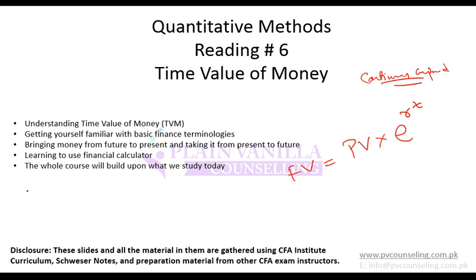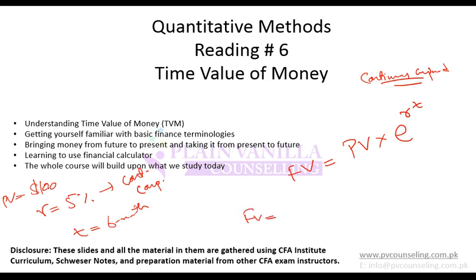For example, if I tell you that there is a stock or any asset with a present value of $100 and the stated annual rate is, let's say, 5%, and it is continuously compounded, and I ask you what the future value is after, let's say, 6 months, how will you do it? You will use this formula: future value equals $100 PV multiplied by e to the power rt.